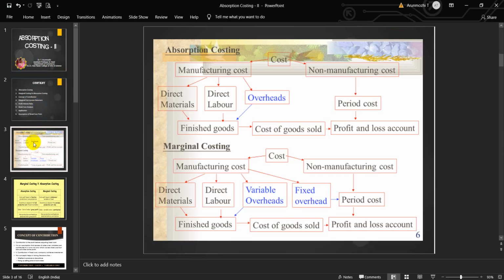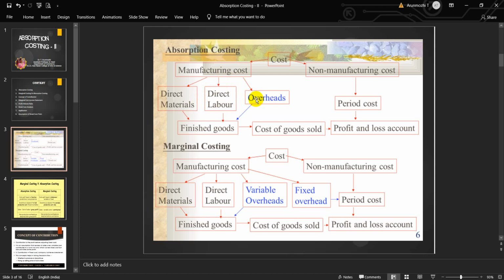Now here we have the differences between absorption costing and marginal costing. This picture depicts the differences. Cost in absorption costing can be differentiated between manufacturing cost and non-manufacturing costs. Manufacturing cost is again classified into direct material, direct labor and overheads. This is the basic difference between absorption costing and marginal costing.